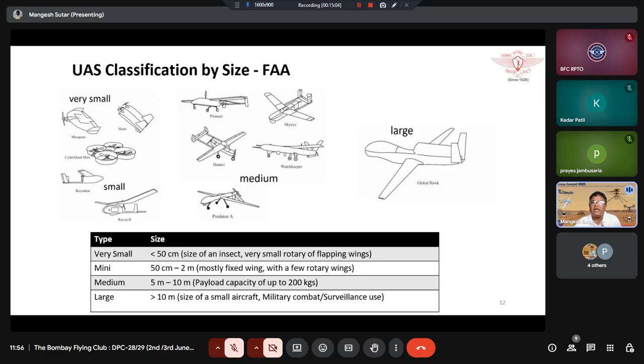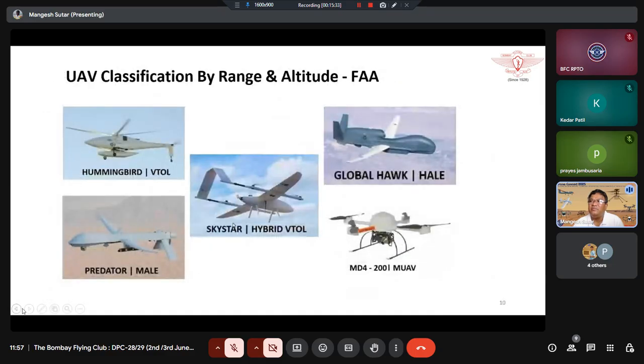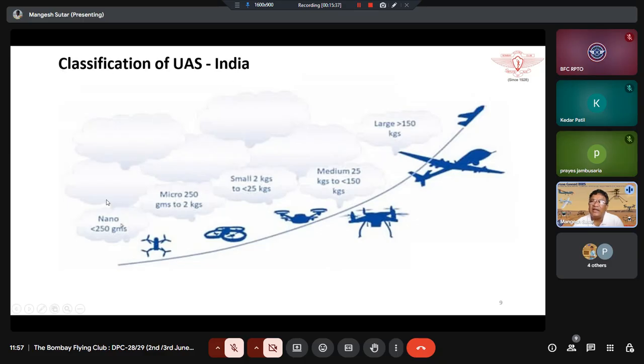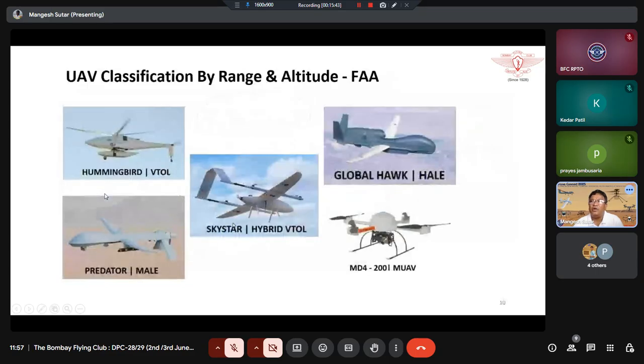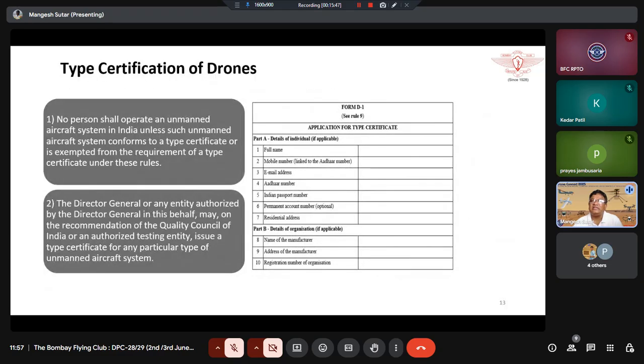So if you see, as you change the parameters, the range, the altitude or the size, their classification automatically changes. This is with respect to the FAA, or you can say even European, that is EASA, or any other countries which follow the same guidelines that the US, Canada or European countries are following. Whereas in India, we are following the maximum takeoff weight. So this is our category and classification of drones with respect to the Drone Rules 2021. I hope you are now clear on it.